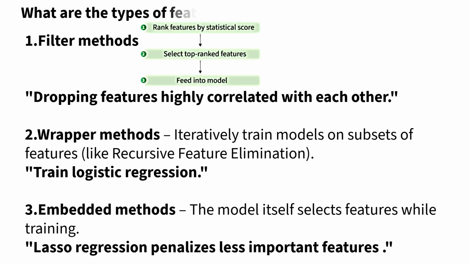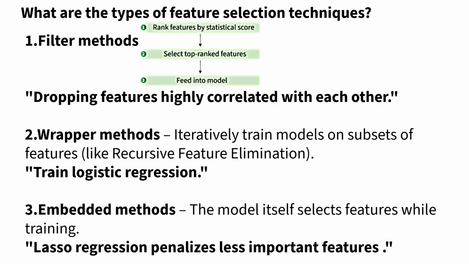What are the types of feature selection techniques? Think of feature selection as three styles of decision making: statistics, models, and tests. Feature selection methods fall into three categories. Filter methods use statistical tests like correlation, chi-square, and ANOVA, and remove irrelevant features before modeling. For example, dropping features highly correlated with each other. Second is wrapper methods, which iteratively train models on subsets of features, like recursive feature elimination. For example, train logistic regression with different subsets and keep the best performing.